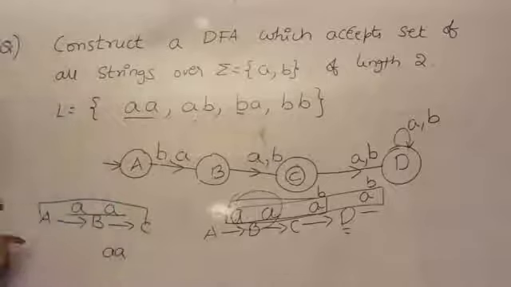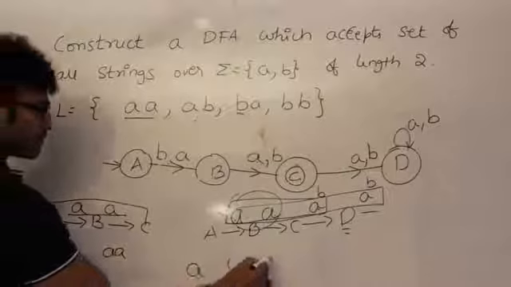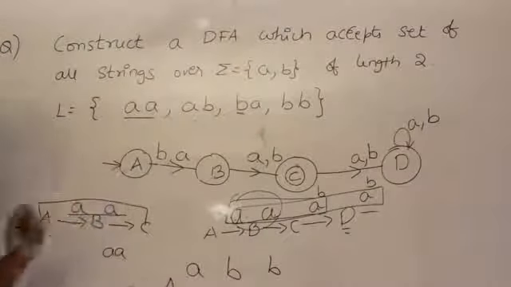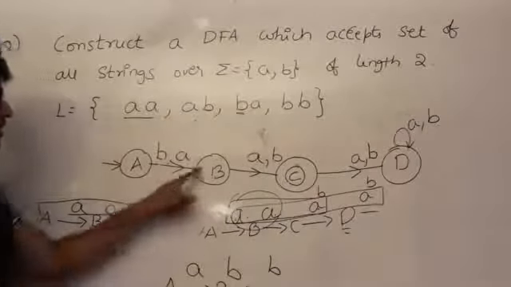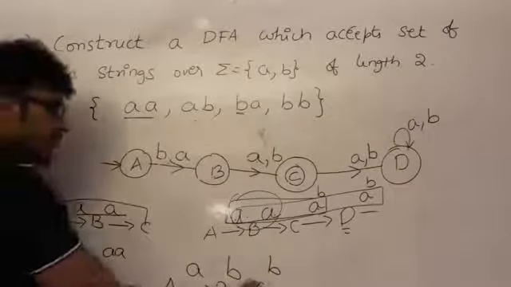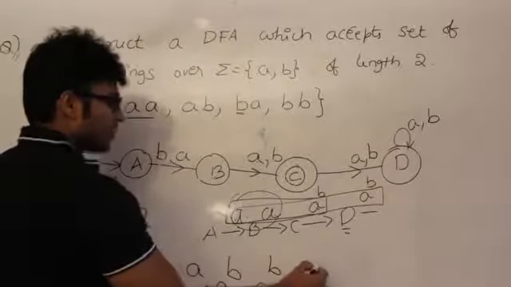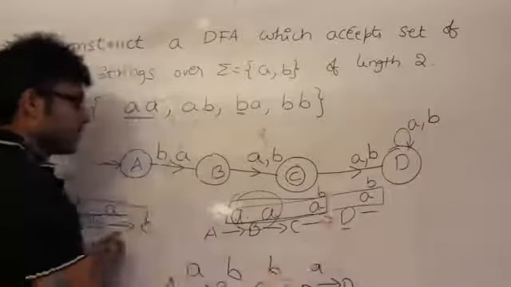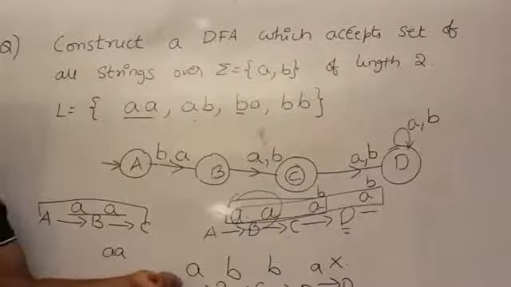But if you give anything greater than this, let us say this string is ABB. Initially I will be in state A. On looking at small a, I will be moving to state capital B, and on looking at small b, from capital B I will be moving to capital C, and on looking at one more b, I will be moving to D. And upon looking at any number of further symbols, I will be in D only. Therefore this is rejected, this is accepted, this is rejected.